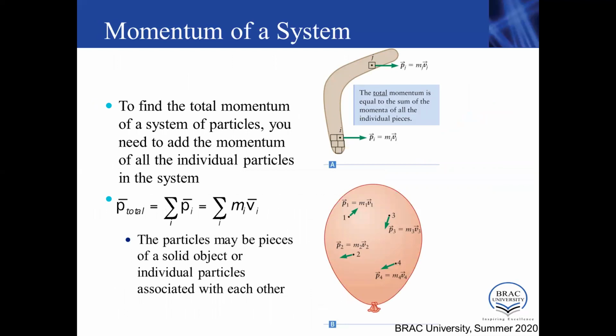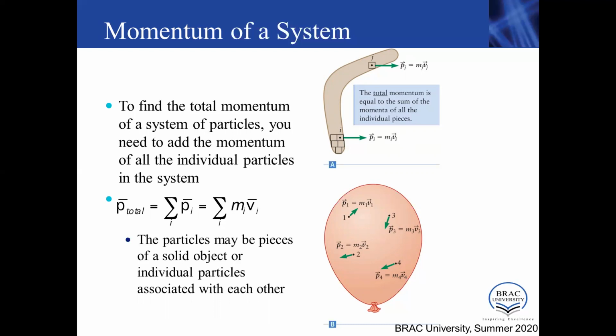Momentum of a system. We can easily calculate the momentum of a system by adding the individual momenta of the particles. In figure A, there is a solid object that contains some particles. Among them, two particles are denoted by i and j. The momentum of particle j is pj equal to mj vj, and the momentum of particle i is pi equal to mi vi. The momentum of the other particles we can calculate using this type of equation.